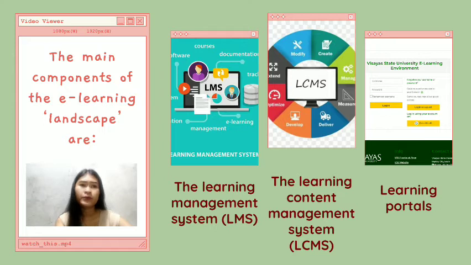So the main components of the e-learning landscape are the Learning Management System or LMS, which provides users with access to various learning processes and enables self-paced e-learning to take place. It can also help with administration, including curriculum management and course publishing. The next one is the Learning Content Management System or LCMS.